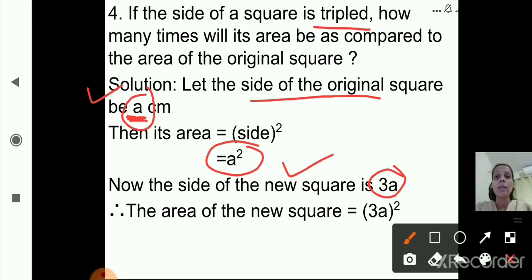Okay, so till now what did we do? First we found out the area of the original square. We considered the side of the original square as a centimeter. So what is its area? A square, right? So the area of the original square is a square. Now the side of the new square is 3a. Tripled it is. Firstly it was a, then if it is tripled it means 3a. Now we will find out the area of this new square. So the area of the new square is equal to side square, means 3a square.